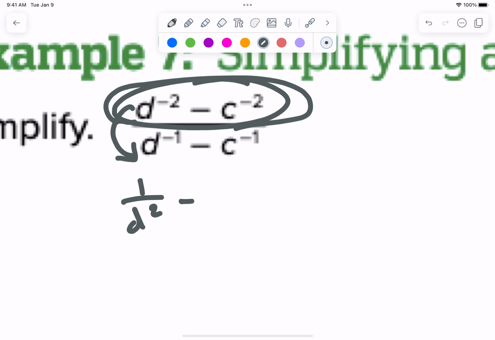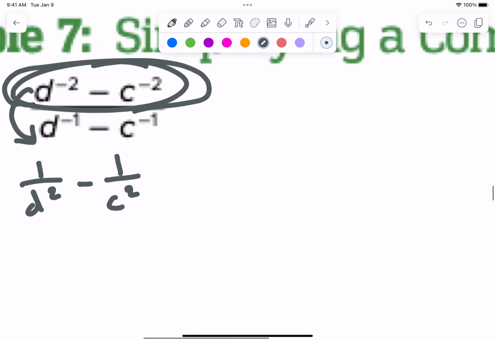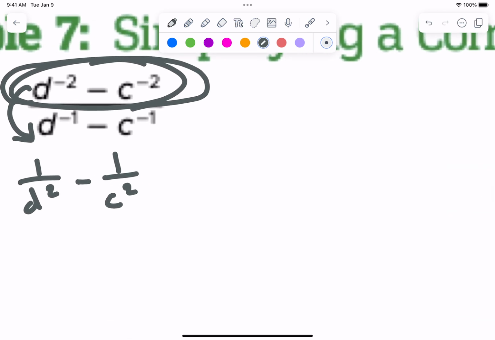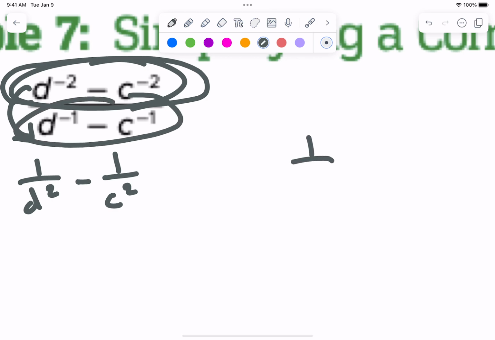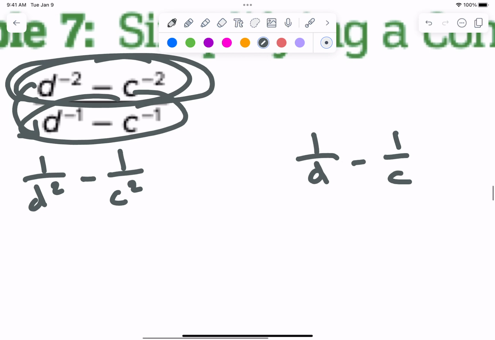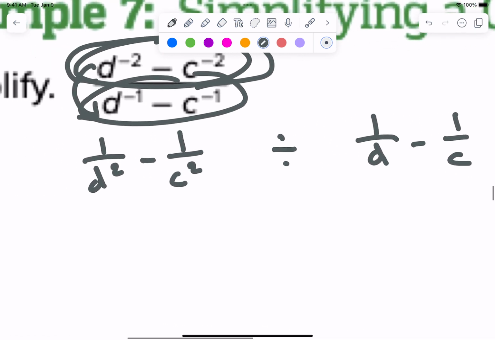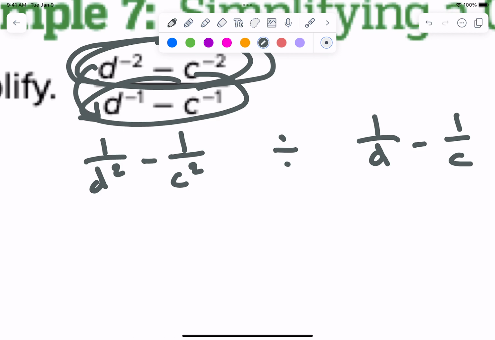1 over d squared minus 1 over c squared. That's what his top is. The bottom, this bottom guy right here is 1 over d minus 1 over c. Got it? Because it's c to the first power, d to the first power. So it's like this guy divided by this guy. That's the top guy, that's the bottom guy, if we correct the negative exponents.